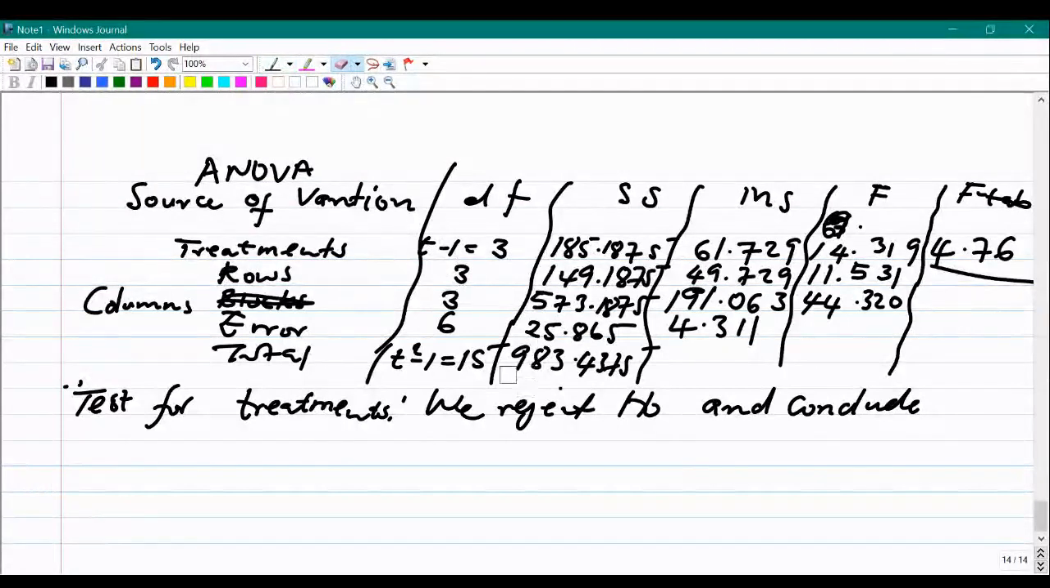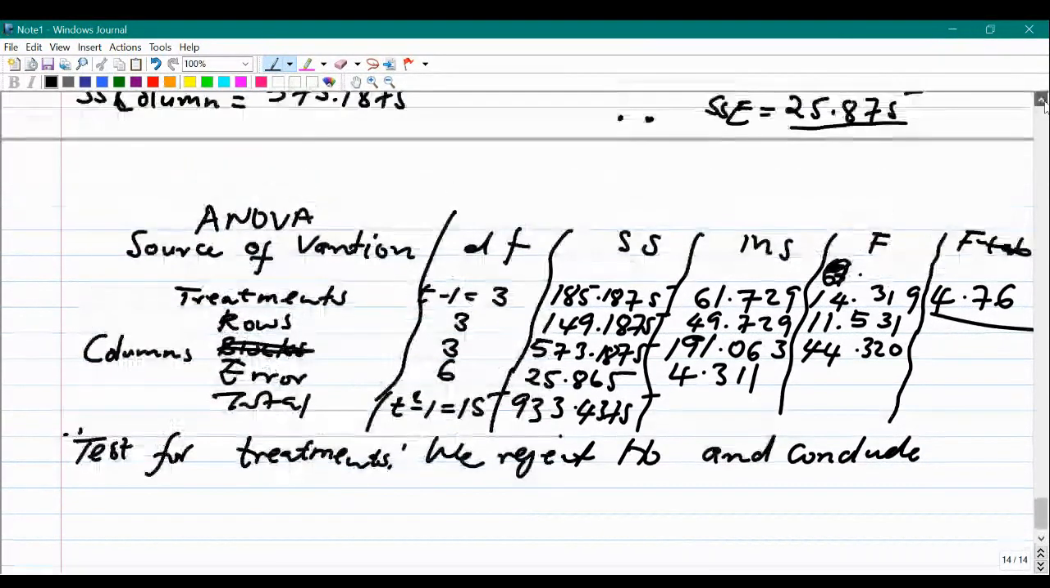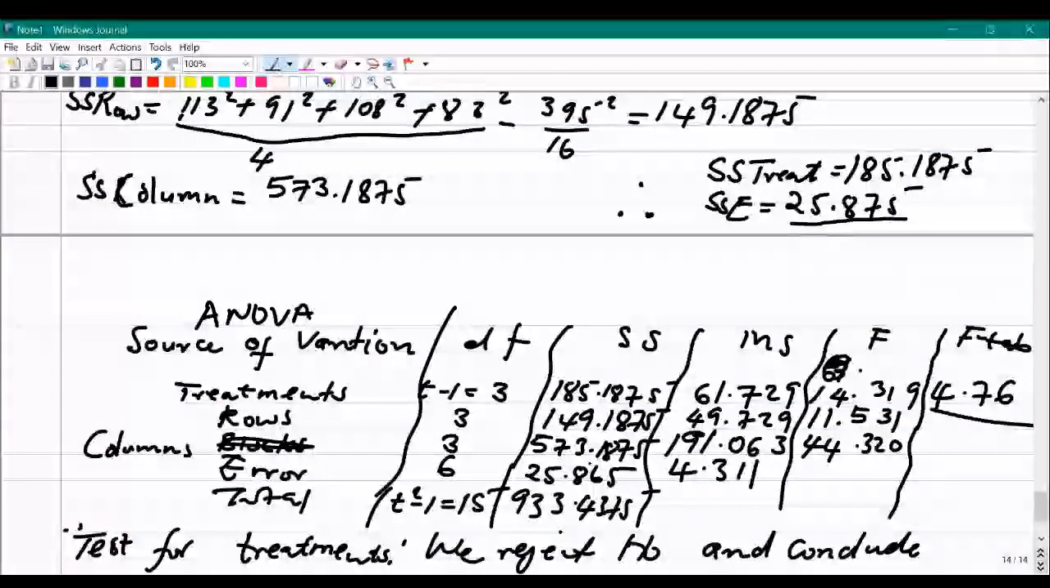Yeah, let's continue, guys. Your SSE is 25.875 and you wrote 25.865. That's what I was given, my brother. I write what I'm given. It should be 0.875, not 0.865. It means a lot of things are affected. So these values will be affected there.